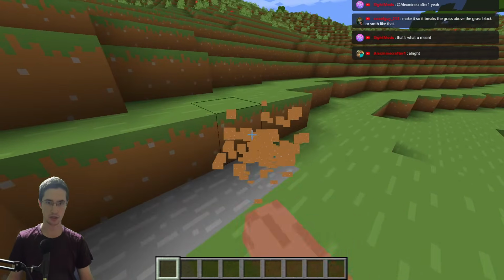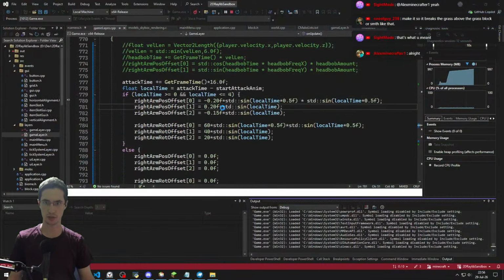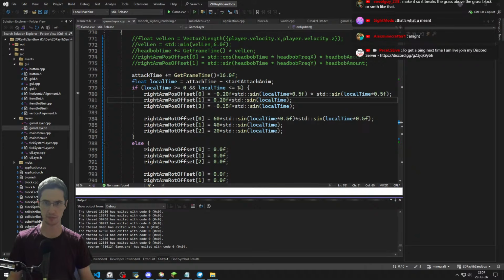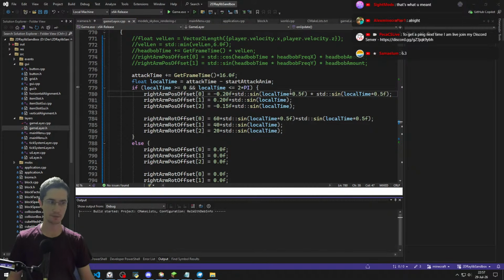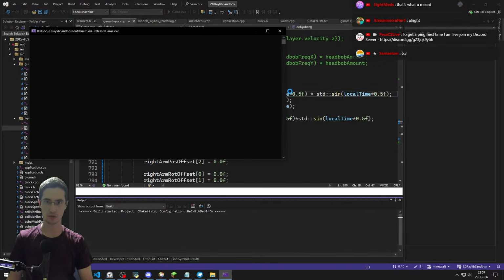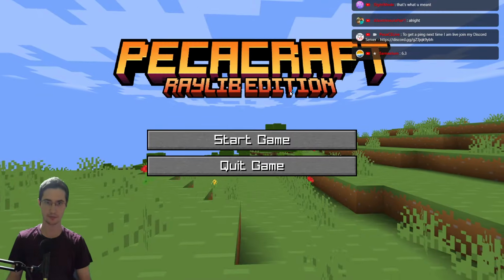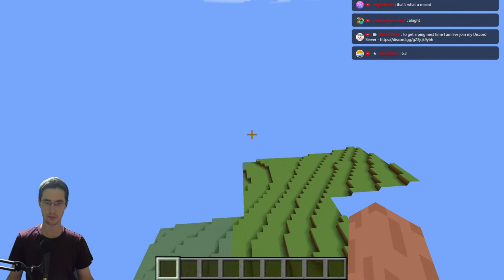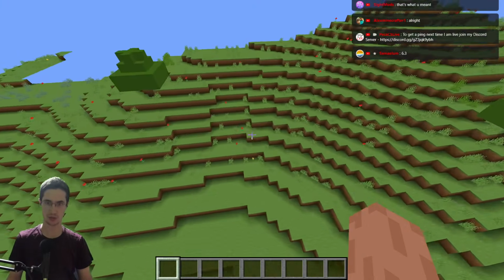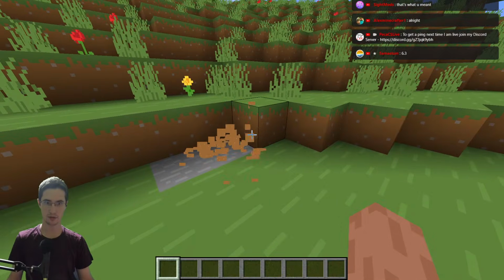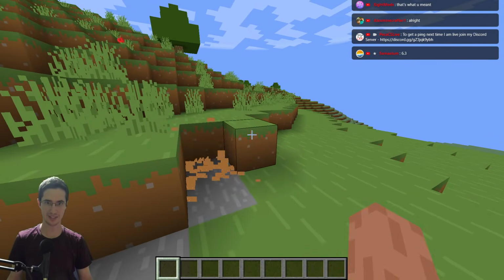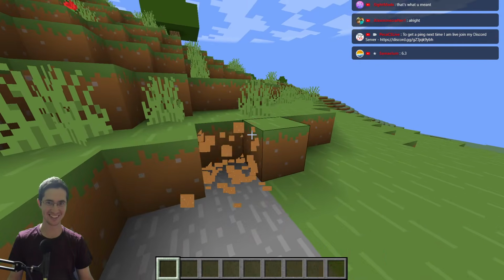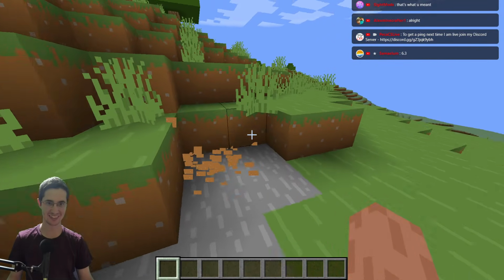And it needs to be longer. So let's do 2 times pi here, 2 times pi, which should be around 6.3. Let's destroy a block. Yeah, we have break animation, chat. Break animation.